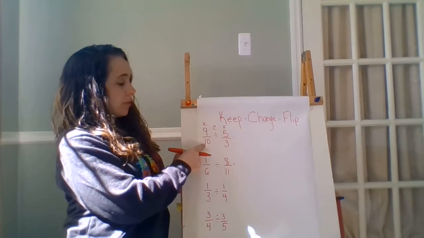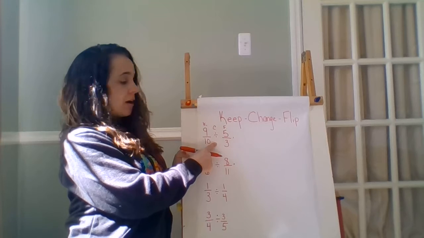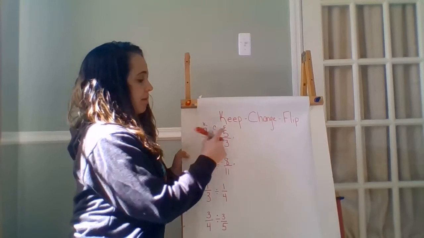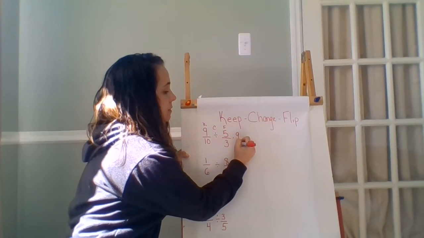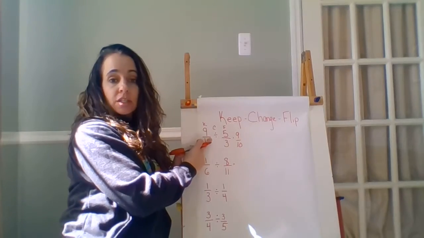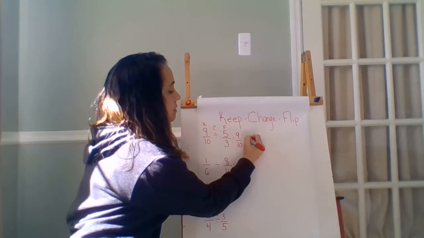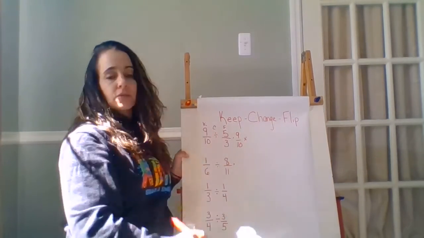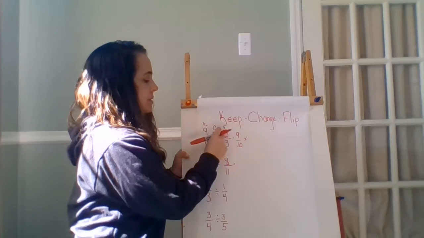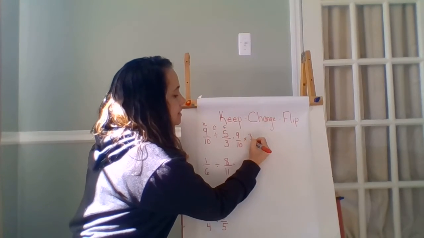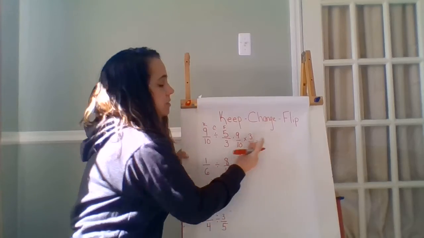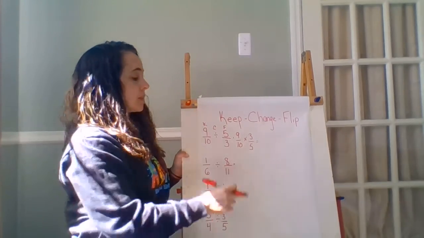So for that first problem, 9/10 divided by 5/3. Keep that first fraction. Change the division to multiplication. Flip this fraction into the reciprocal. So instead of 5/3, it becomes 3/5. Now it's multiplication, easy peasy lemon squeezy.